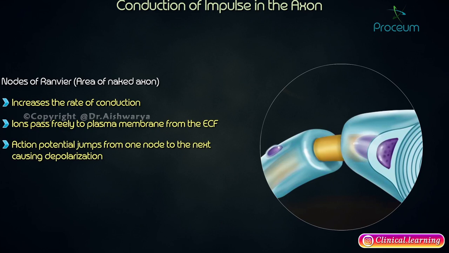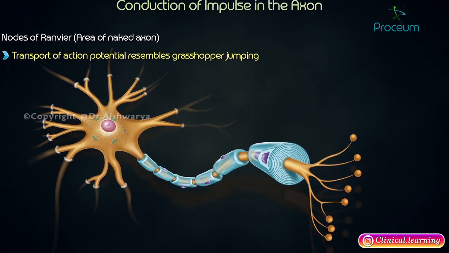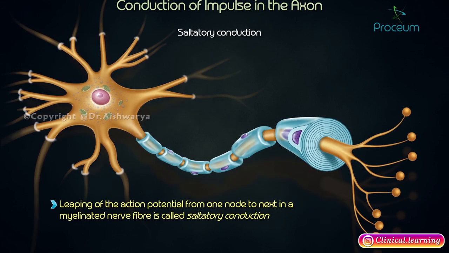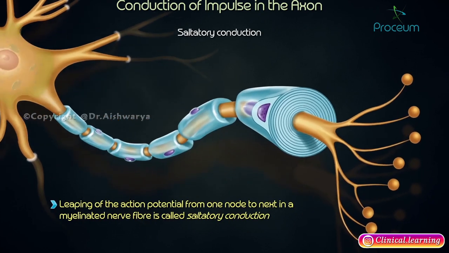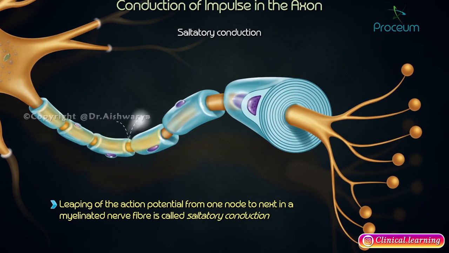So the action potential jumps from one node to the other and sets depolarization, which gets transported from one node to the other like a grasshopper jumping. So this type of leaping of action potential from one node to the other, occurring mainly in myelinated nerve fiber, is called as the saltatory conduction.